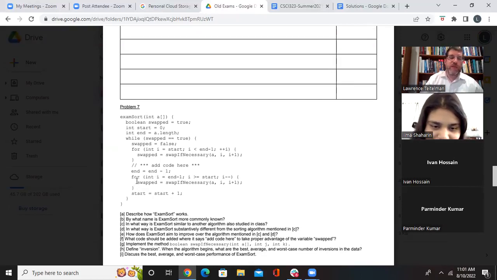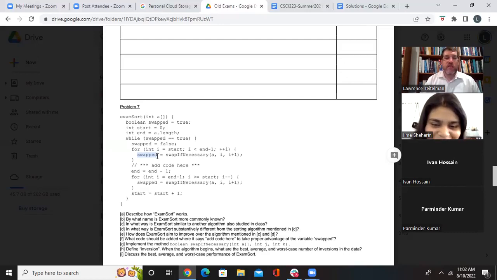What is the significance of this Boolean variable here? What's the significance of that? It means that a swap has happened. It means that a swap took place.